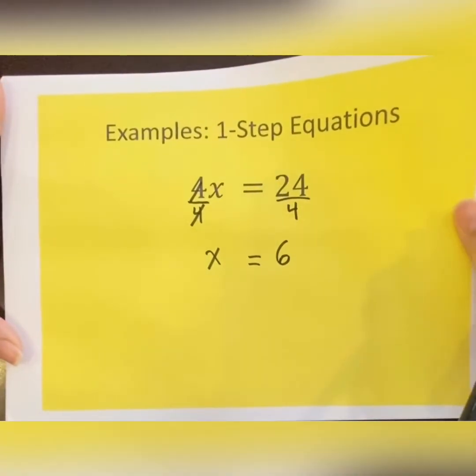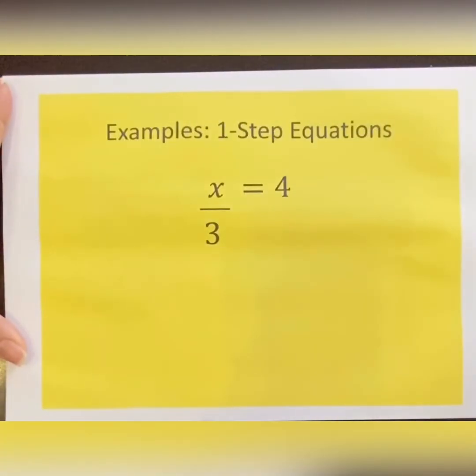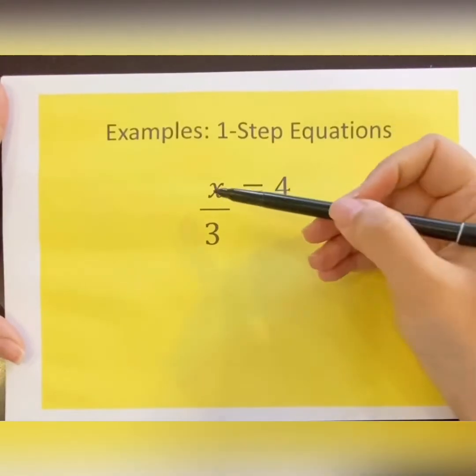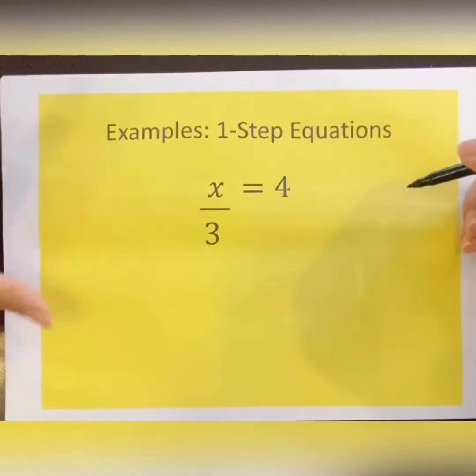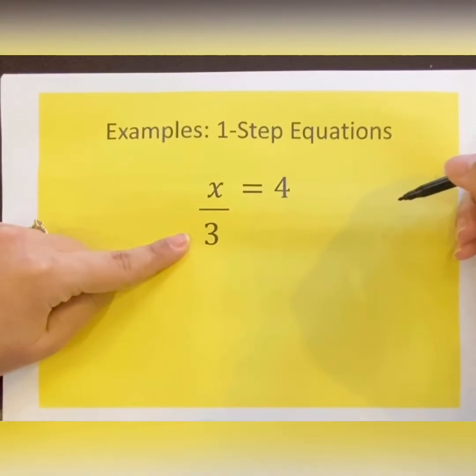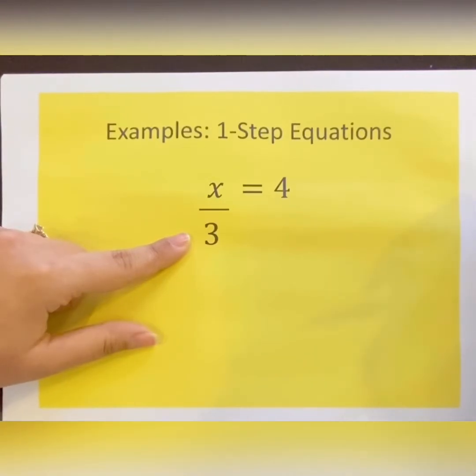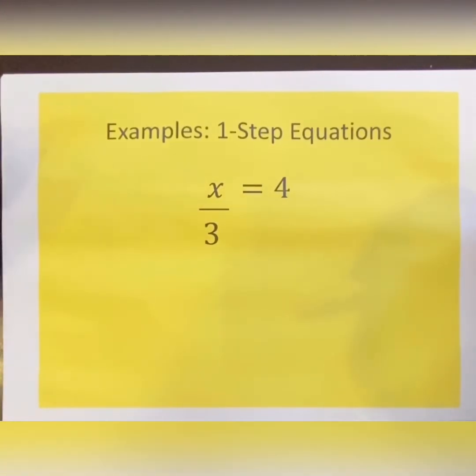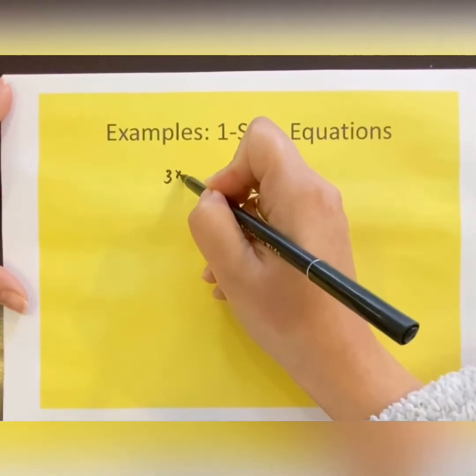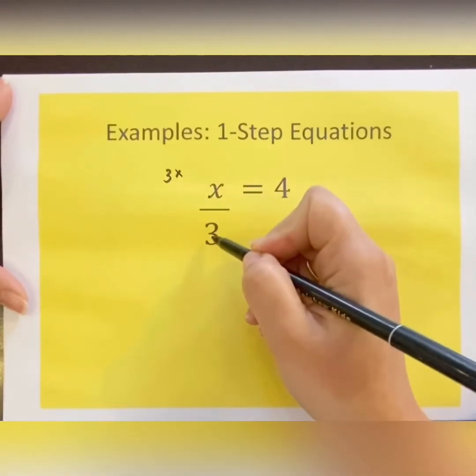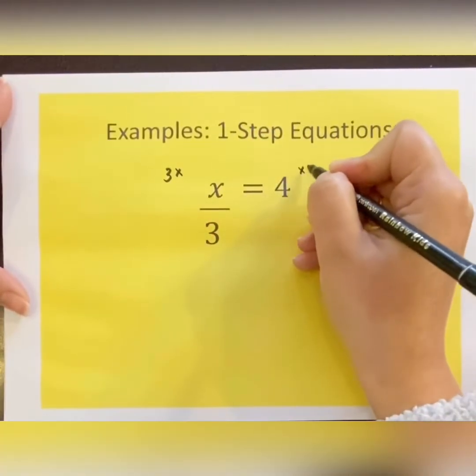Let's move to the next example. In the next example, it's x over 3 equals 4. What is this operation? This is division. As I said before, we represent division as a fraction. What is the opposite operation of division? It's multiplication. So I need to multiply both sides by 3. Since it's divided by 3, I need to multiply both sides by 3.